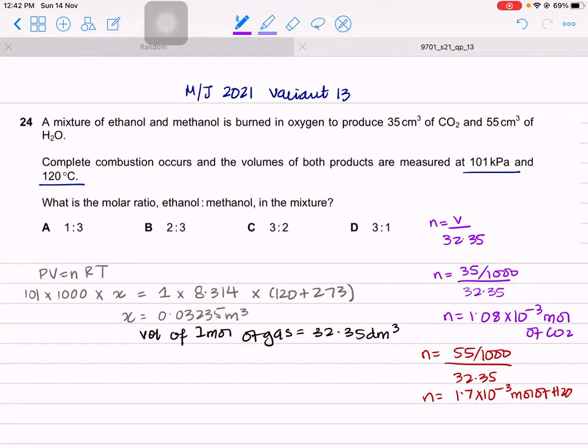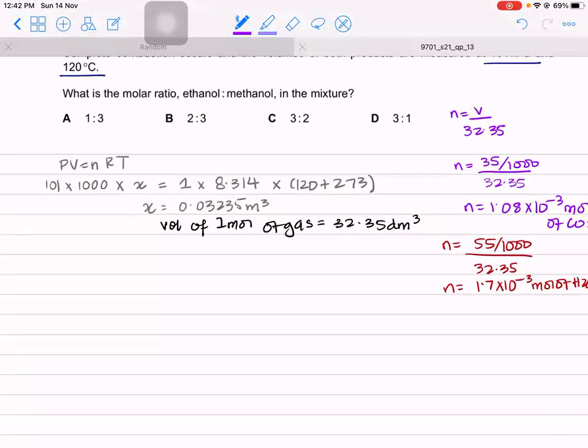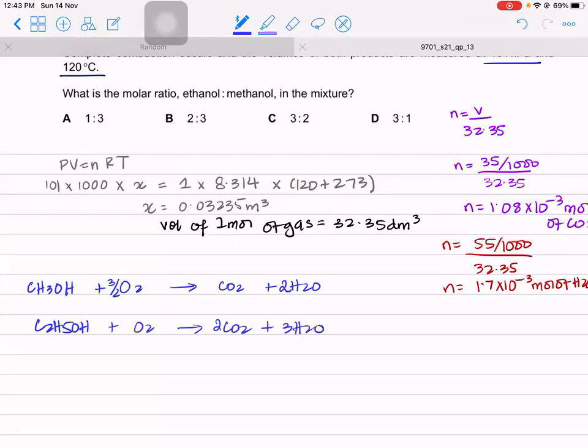Now they're saying that we need to find the ratio of ethanol and methanol burning in oxygen. So let's write the equations for ethanol and methanol undergoing complete combustion. Methanol, which is CH3OH plus O2, giving CO2 plus H2O. Now let's balance this. You have 4 hydrogen here, so we'll put a 2 here, and that will make 3 upon 2 oxygen here. Then the equation for ethanol: C2H5OH plus O2, giving 2CO2 plus 3H2O. And let's balance the oxygens now, so this will be 3 oxygens.